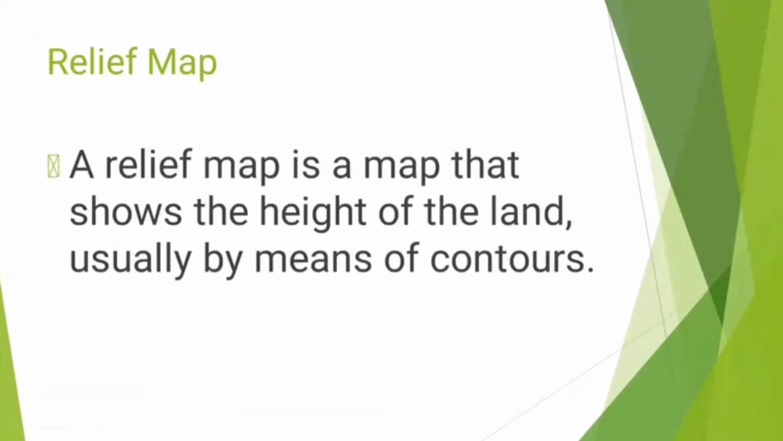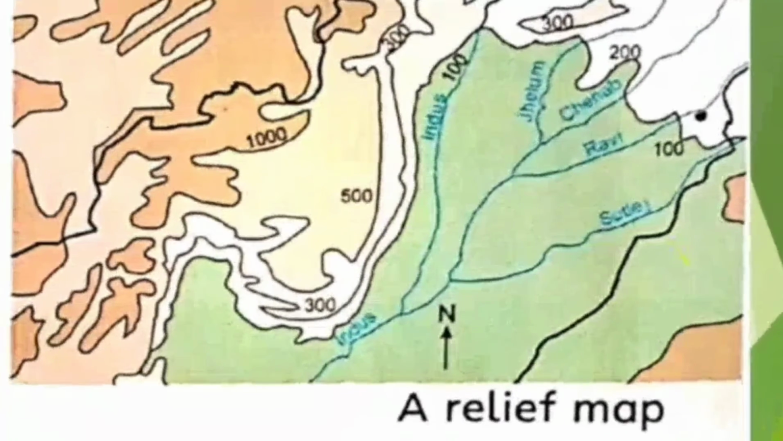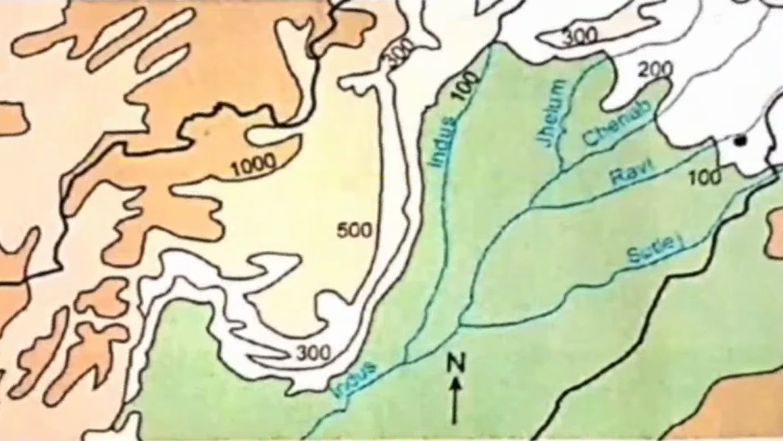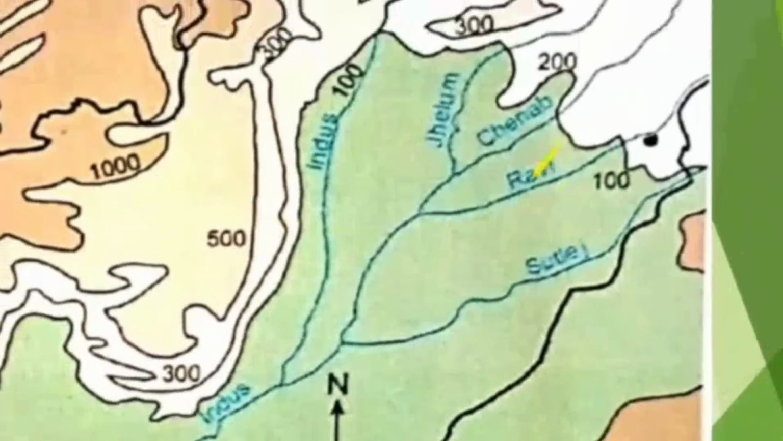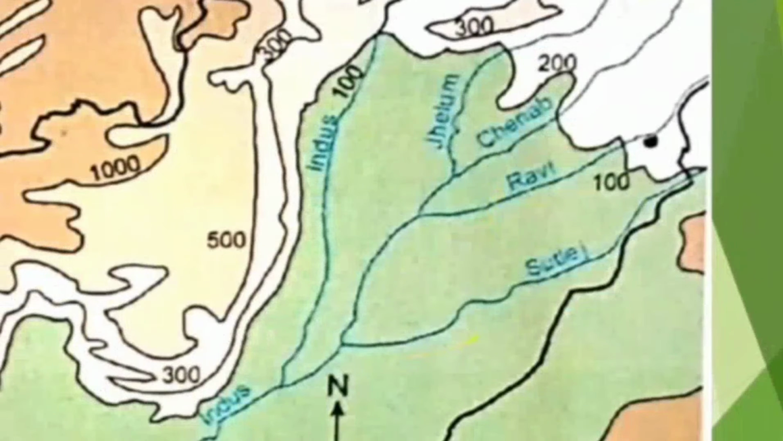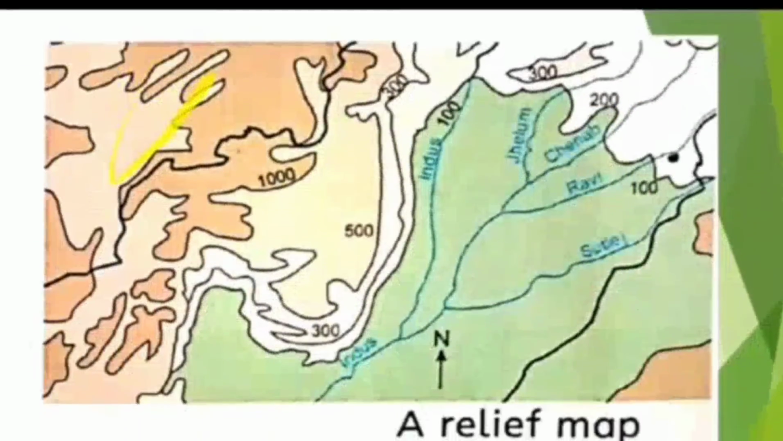Now, the third kind of map is the relief map. Students, a relief map is a map that uses different colors or textures to show the height or depth of mountains and rivers. Now we have all understood the three kinds of maps, and we also came to know that studying a map is very interesting and easy.